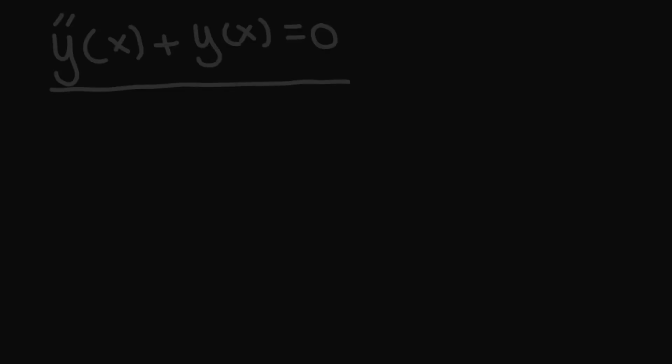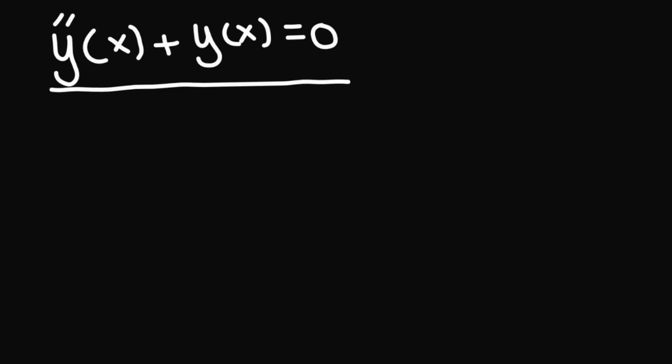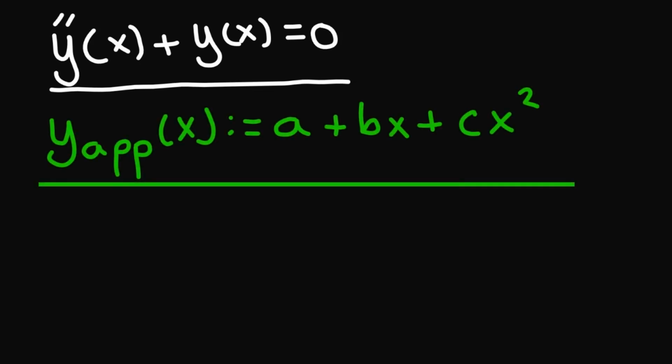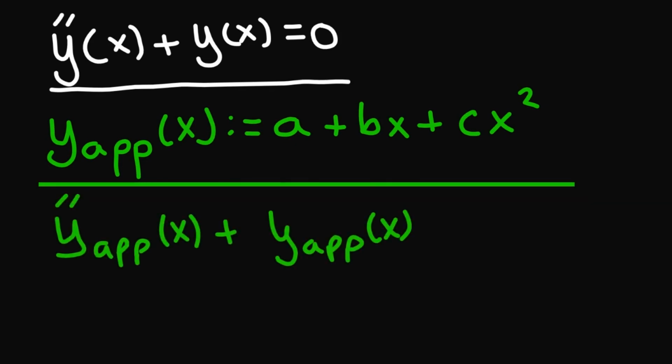In this video, we'll be constructing an approximate solution to a differential equation. Let's begin by considering the differential equation y double prime of x plus y of x is equal to 0. In the Taylor series refresher video, I pointed out that we can approximate functions via polynomials, so let's produce an approximation. Let's first plug our function into the differential equation.